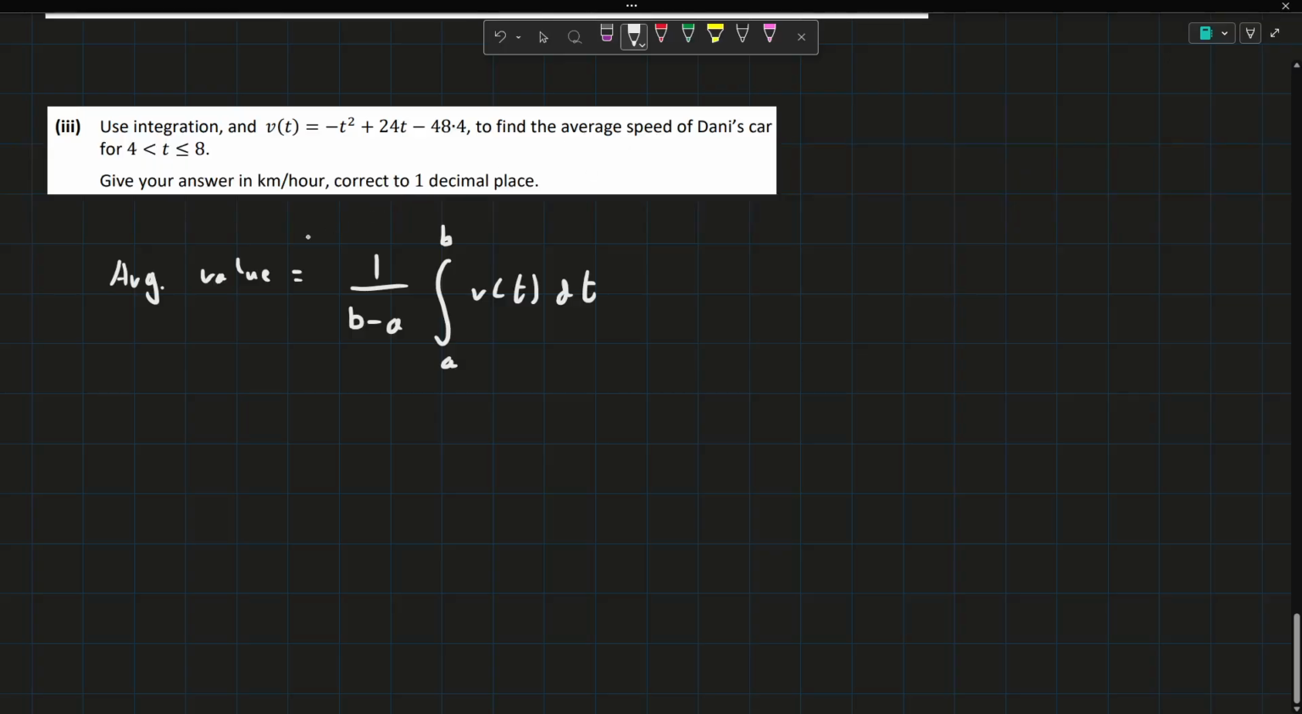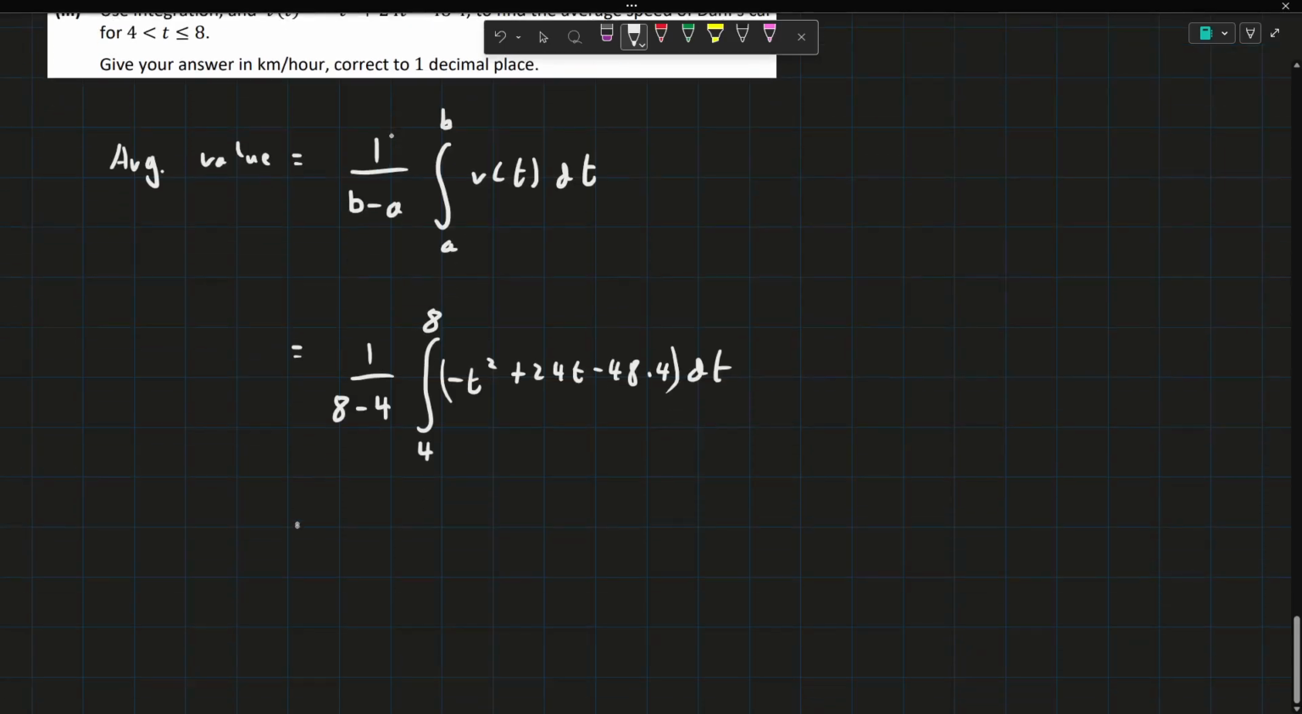So we're doing this between 4 and 8. So we're going to have 1 over 8 minus 4, the two limits. Then the integral between 4 and 8. And then here we're using the second one because it's between 4 and 8. So we're going to have minus t squared plus 24t minus 48.4 dt. And then what we're going to have is a quarter.